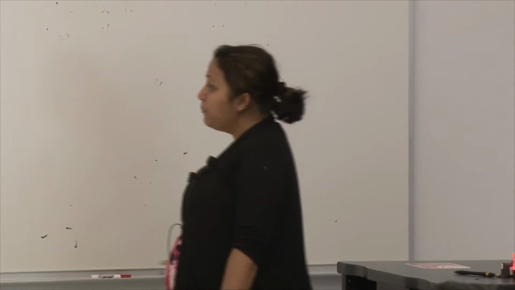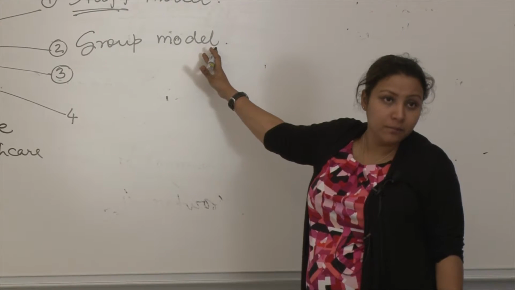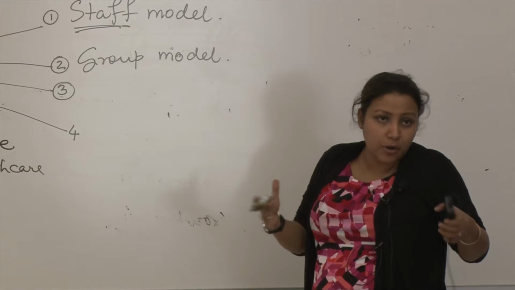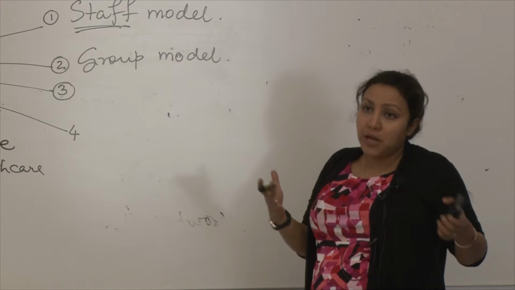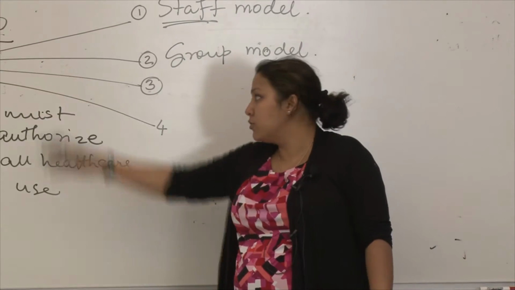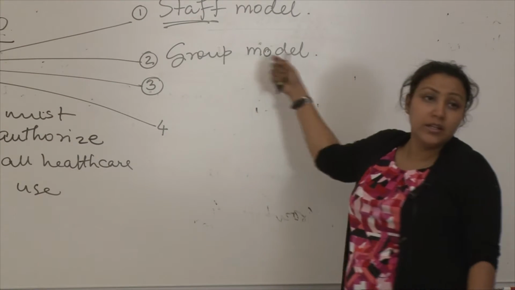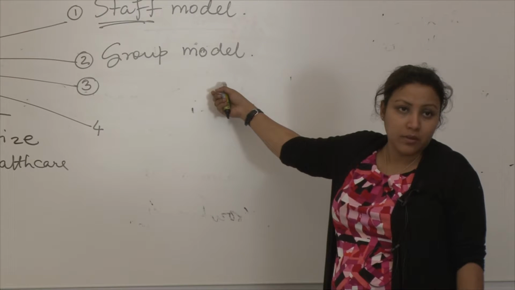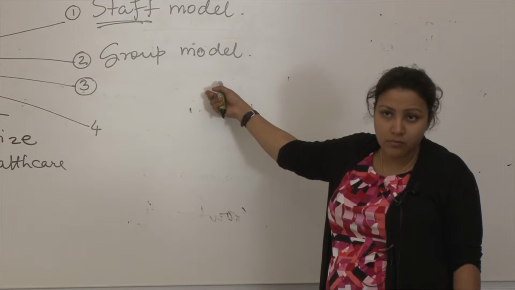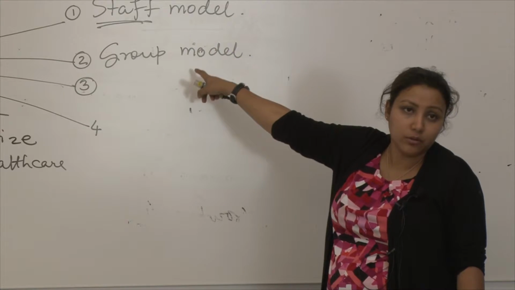So the HMO will negotiate with that kind of a group, and they will negotiate some lower price with them. And then the patients who are a member of that HMO, the patients who get their insurance through this HMO, they will be able to visit any doctor within that group. Okay? So this is a slighter, one notch less restriction than the staff model.